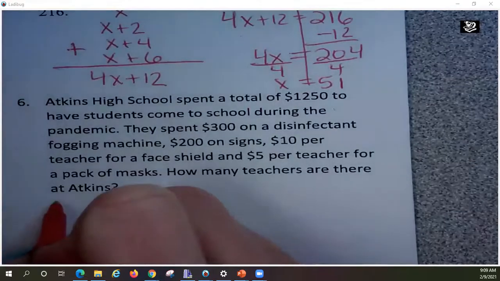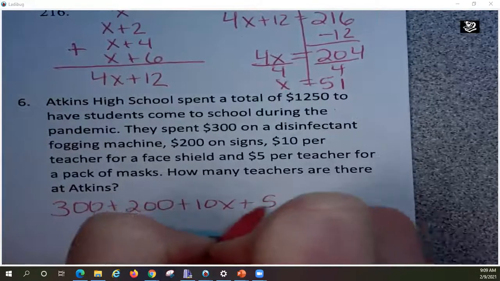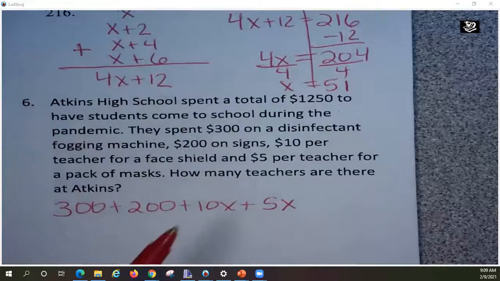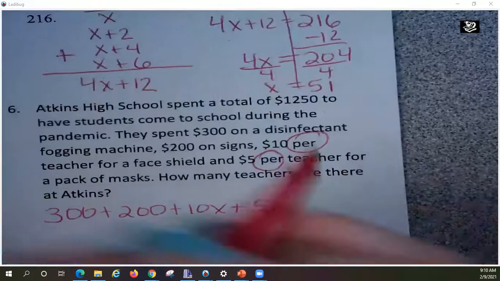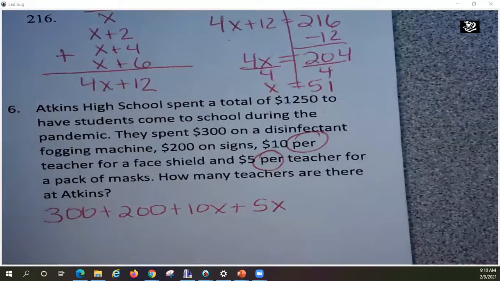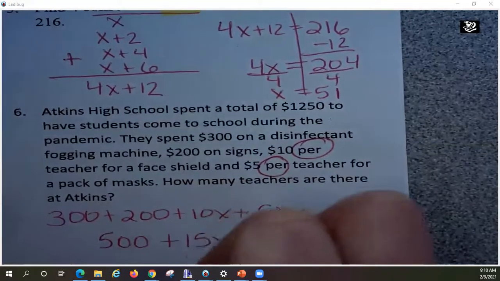This is going to be 300 plus 200 plus 10x plus 5x. Very good, very good. Mia, why did he put an X next to the 10 and the 5? Because they both said per teacher. Very good. Micah H, what else should I do on this one? All right, he said combine like terms. That gives you 500 plus 15x.